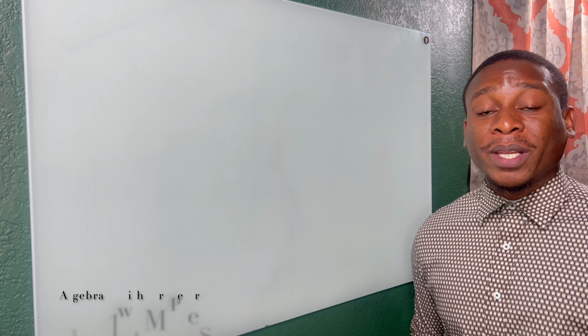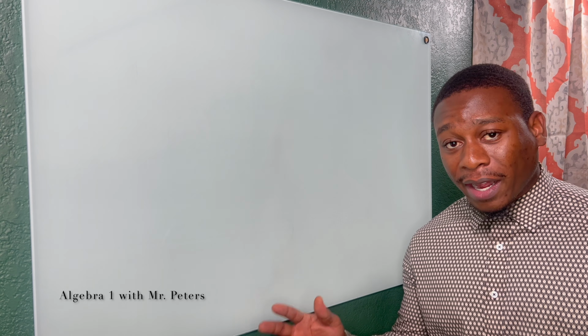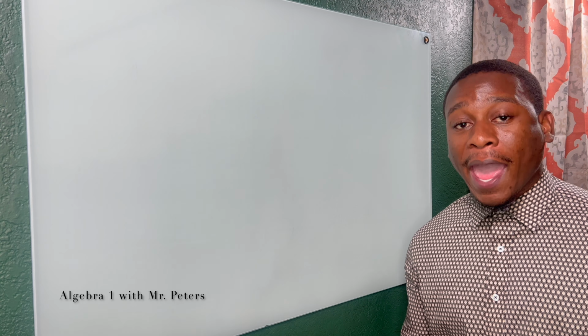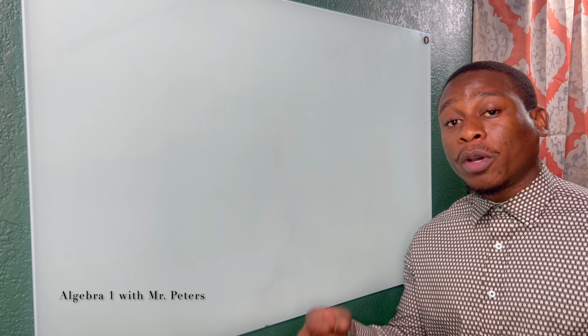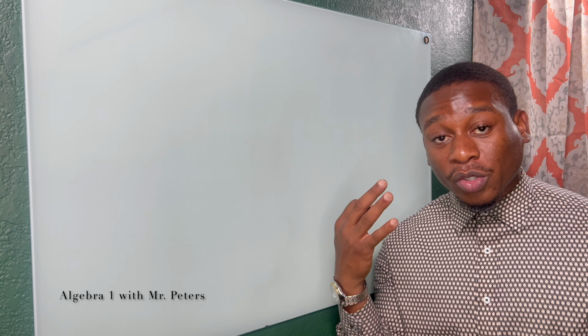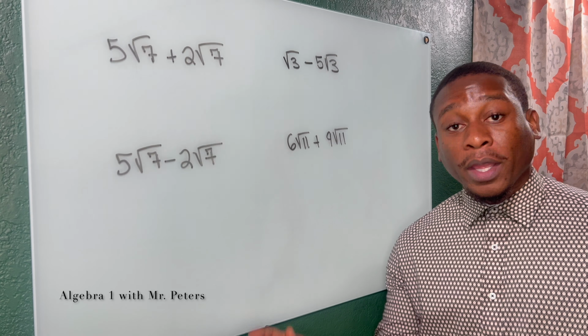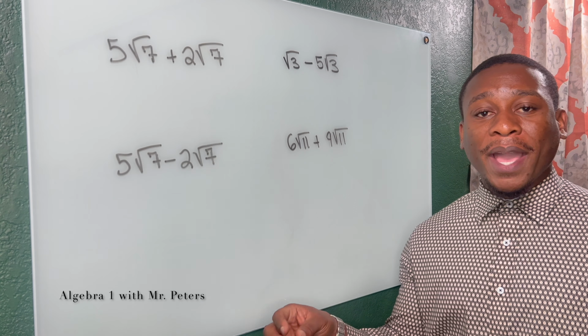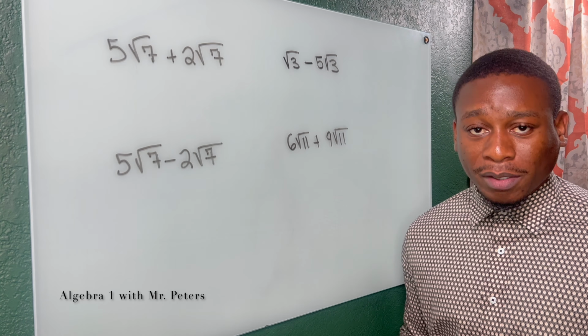What's good, math family? In today's video, we're going to look at 9 examples on how to add radical expressions. And I'm going to show you the 3 most common scenarios that you'll see with this topic. In the first scenario, we're going to be combining radicals where we don't have to simplify.